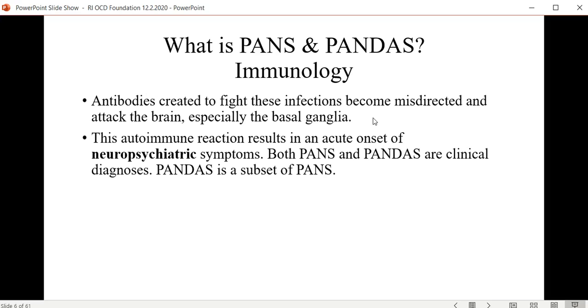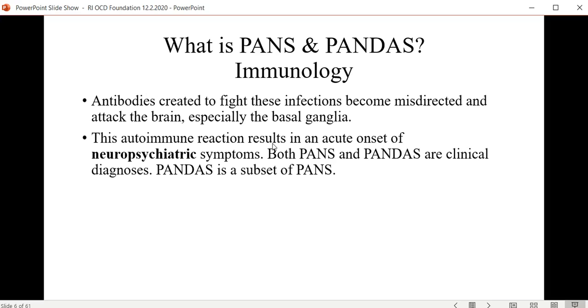and then your body sees it, except it's not live, and it creates antibodies so that when you get it, you aren't going to react because the antibodies are going to be there to take care of it. But in kids with PANS-PANDAS, these antibodies get misdirected and start attacking the brain, especially the basal ganglia.